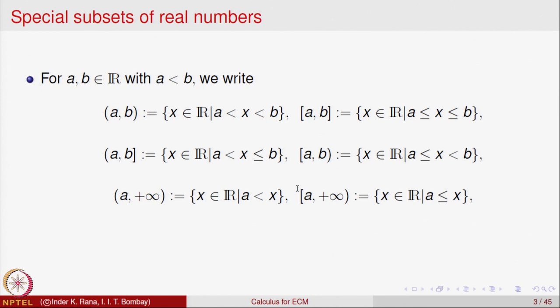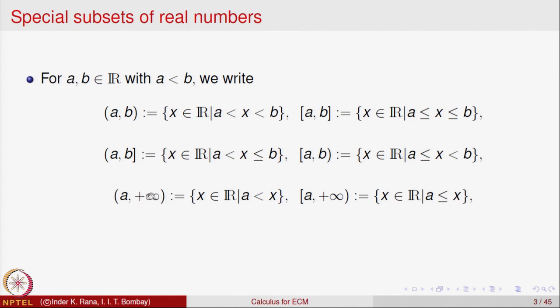And if I put a square bracket on the left, that means I am also including the point A in the set. So, I am looking at the set x bigger than or equal to A. So, that is square A comma plus infinity. So, this is a symbol plus infinity.